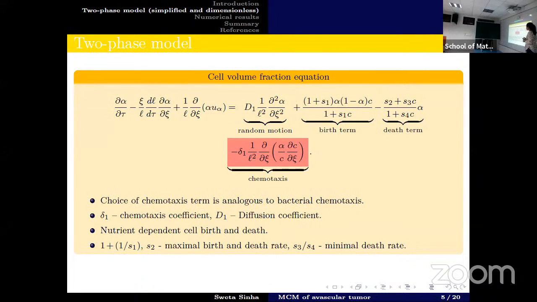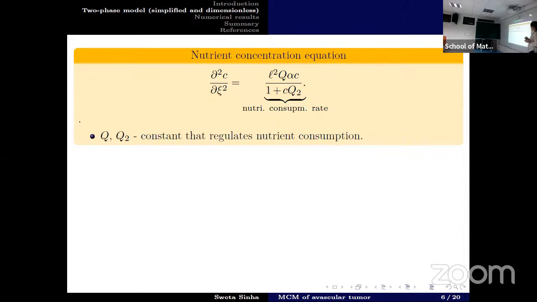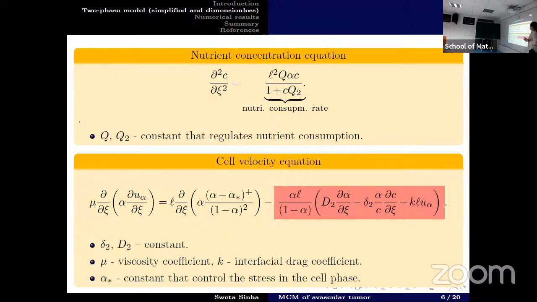Delta 1 here is the chemotaxis coefficient, D1 is the diffusion coefficient, and this is the nutrient dependent cell growth and cell death. S1, S2 and S4 are the constants that regulate cell growth and cell death. The second equation is the nutrient equation, given by the quasi-steady state nutrient equation. The right hand side of the equation denotes the nutrient consumption rate, where Q and Q2 are constants that regulate nutrient consumption. The third equation is the velocity equation.